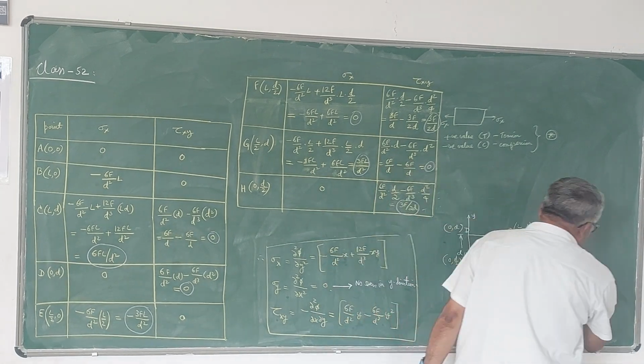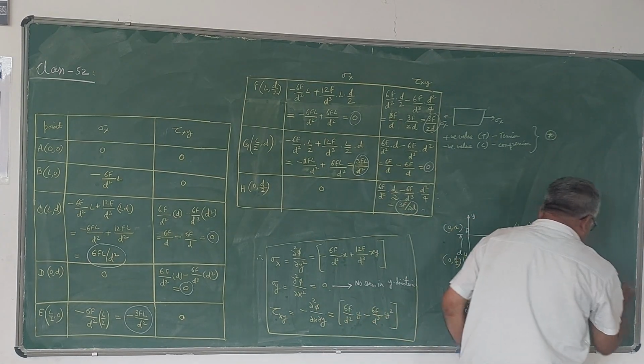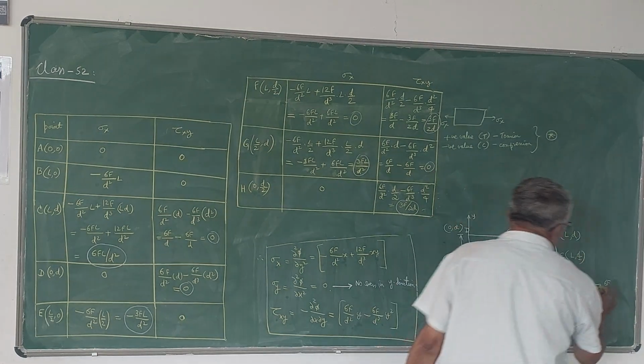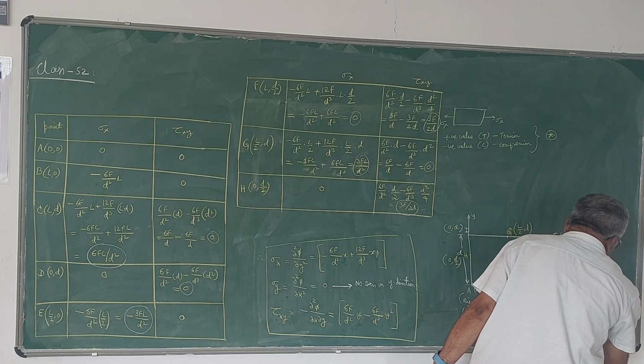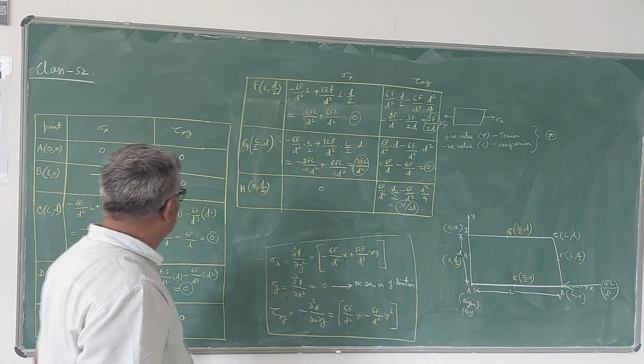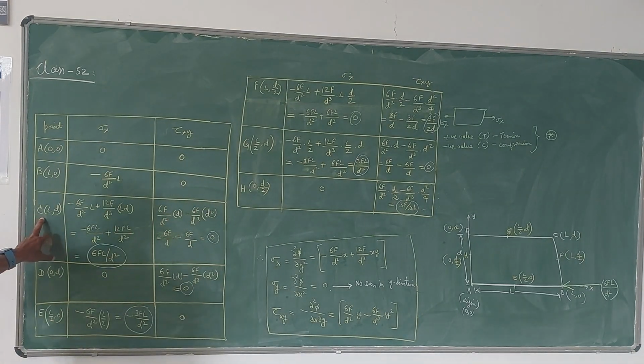What is the value of this? Minus 6 minus beta. If you write like this, it is understood. You write only the magnitude, 6Fl by d square. So this is the sigma x value at B. Next at C, 6Fl by d square, the same value, but it is tension.